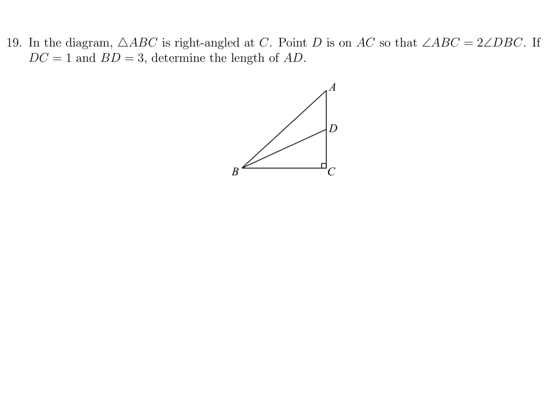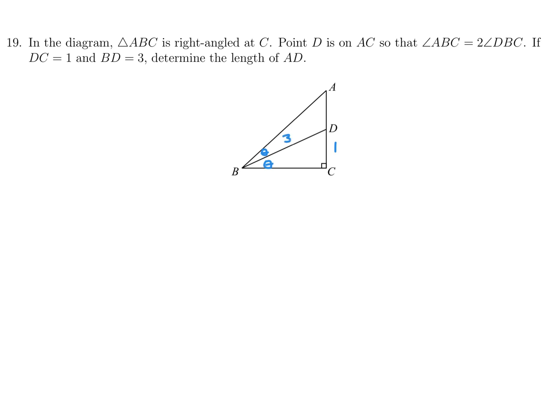In the diagram, triangle ABC is right angled at C. Point D is on AC, so that angle ABC is equal to 2 times the angle DBC. If DC is 1 and BD is 3, determine the length AD. ABC is 2 times DBC. So if that's theta, then that means that's theta also, just based on their definition. And then DC is 1 and BD is 3.